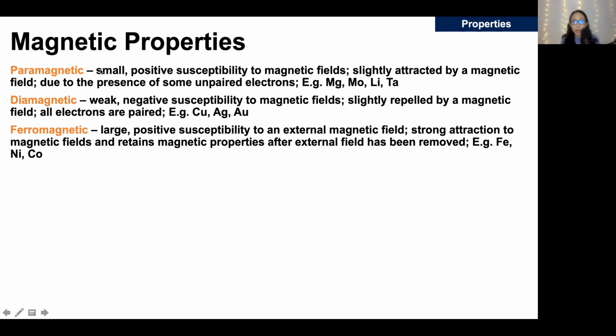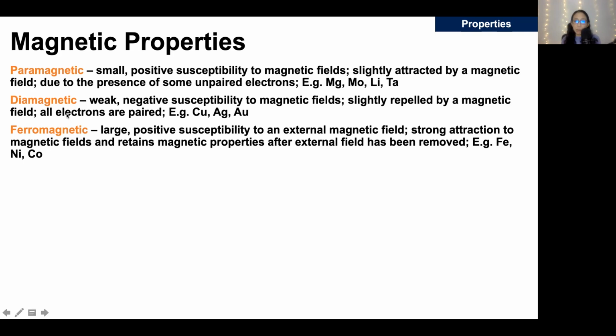So we can classify a material as paramagnetic if it has a small positive susceptibility to magnetic fields. It means that they are slightly attracted by a magnetic field, and this is because they have some unpaired electrons. However, these paramagnetic materials lose their magnetic property once they are removed from an external magnetic field.